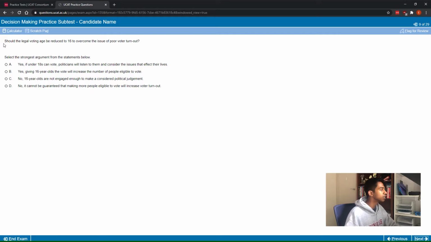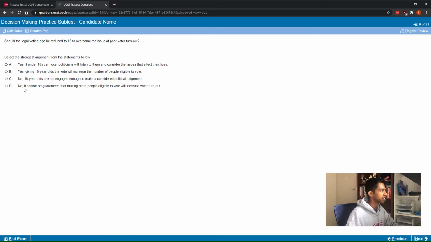So this is, should the legal voting age be reduced to 16 to overcome the issue of poor voter turnout? So strongest argument questions are often a bit ambiguous. They might be a bit hard for you to think about, but really what the question is asking is which argument from these 4 answer options best addresses the question posed in the stimulus.